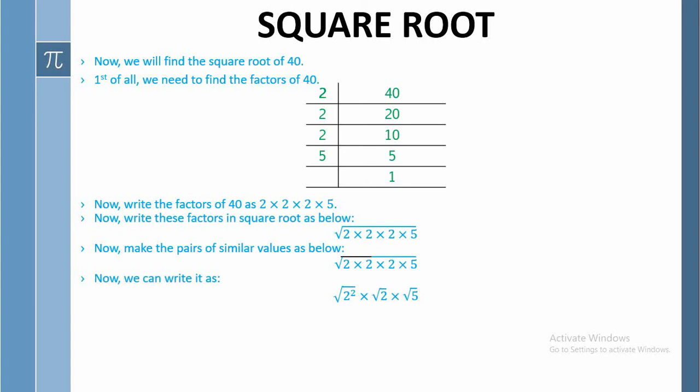Now under root and square can be cancelled out like this, and we have the value that is equal to 2 multiplied by under root 2 multiplied by 5, that is equal to 2 under root 10. So keep this thing in your mind.